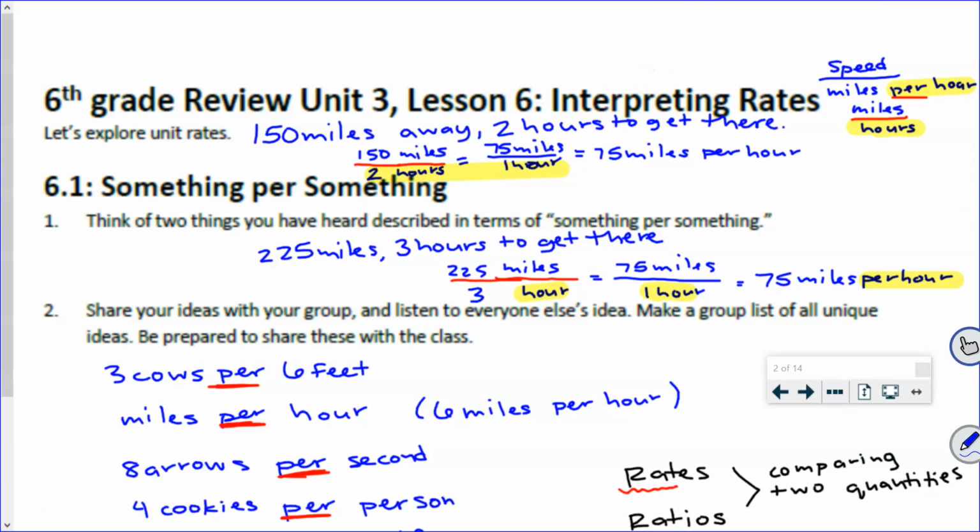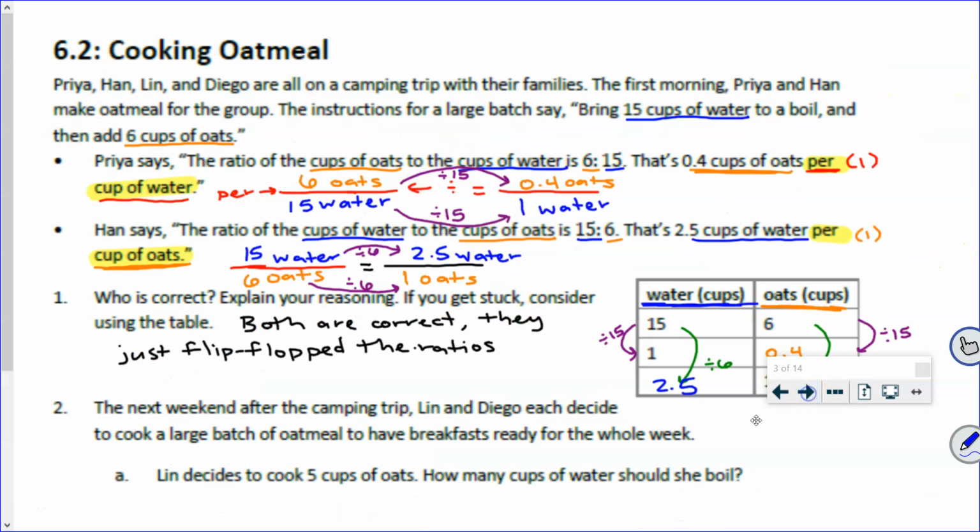Hello, Math 7 students. This is a continuation of our 6th grade review of Unit 3, Lesson 6, Interpreting Rates.